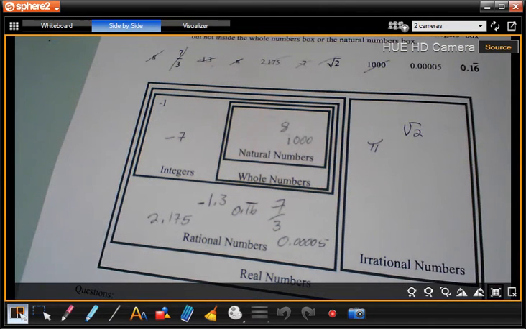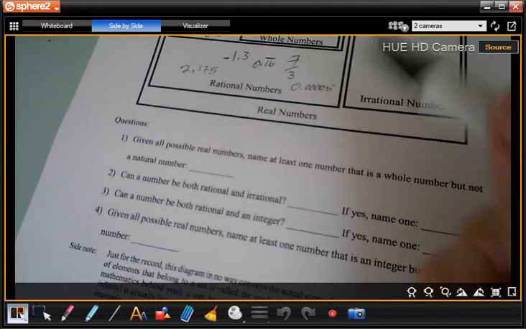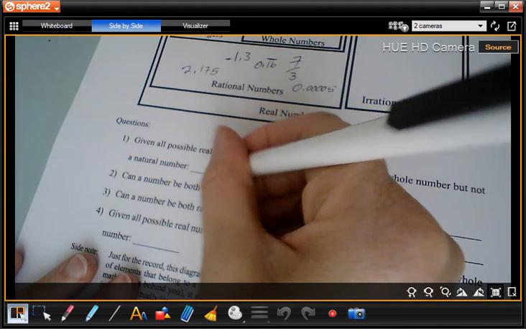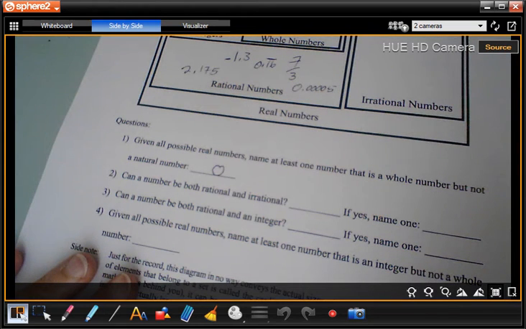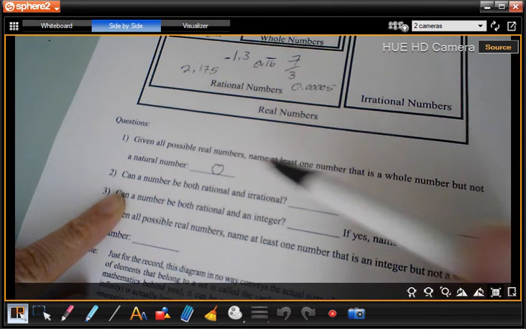Now we're going to look at these questions at the bottom and answer them. Given all the possible real numbers, name at least one number that is a whole number, but not a natural number. That would be 0. 0 is the only number that is a whole number, but not a natural number, as long as we don't go to negatives.